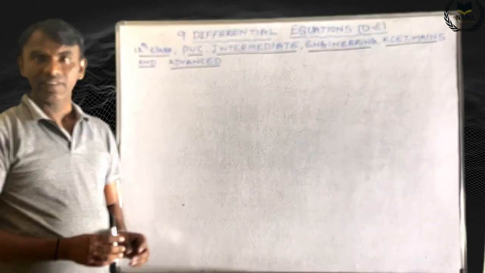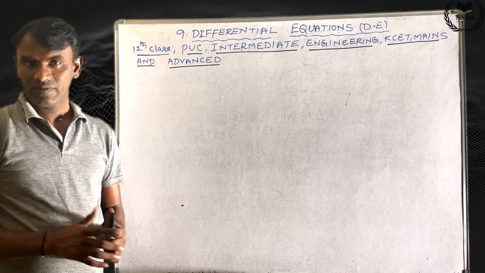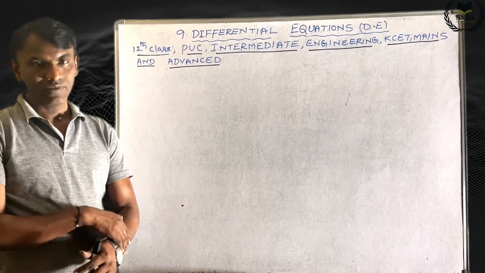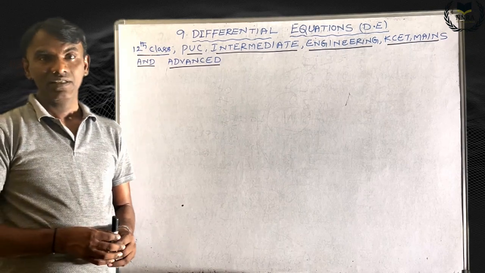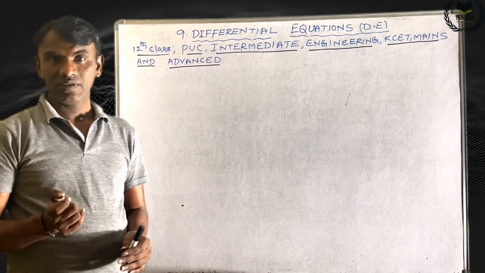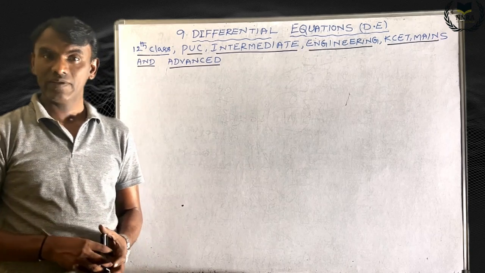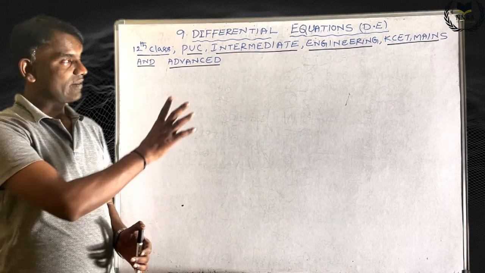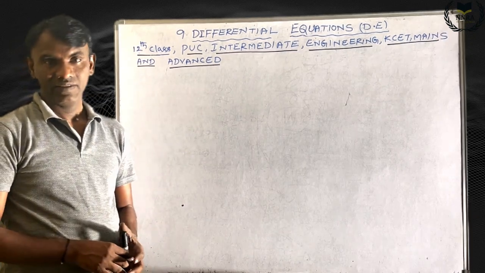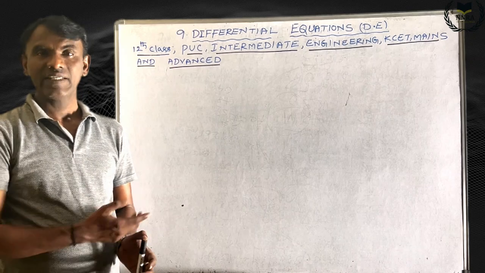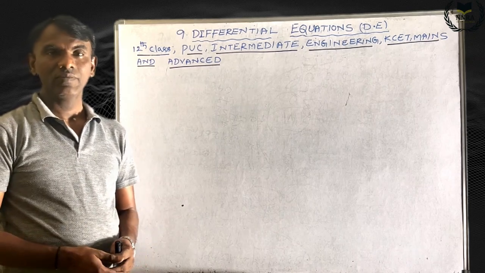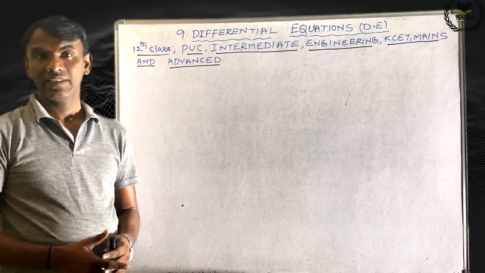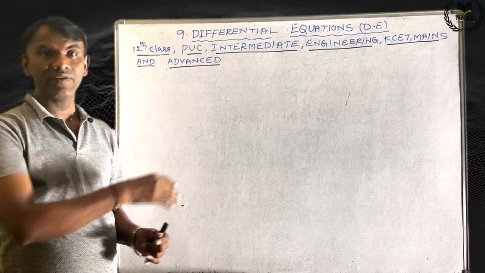In that, the first method is variable separable, the second method is homogeneous, the third one is non-homogeneous, and the fourth one is linear differential equation. In that, two types. The application of linear differential equation is Bernoulli's equation. Up to Bernoulli's equation, that is for mains as well as PU board, means NCERT. After that, few more methods are there: Newton's law of cooling and natural growth and decay. Those are all applications, for advanced level.